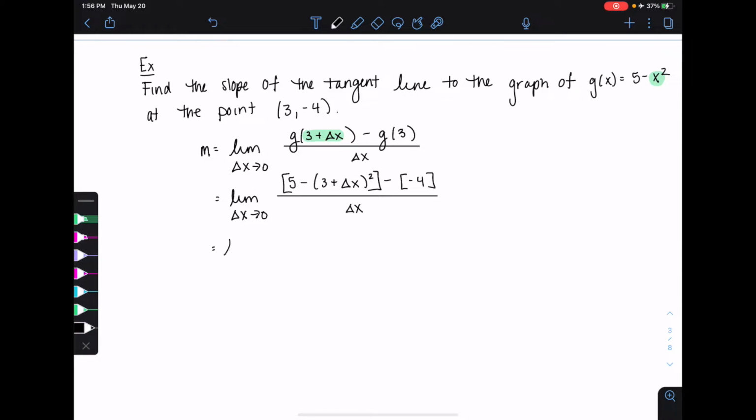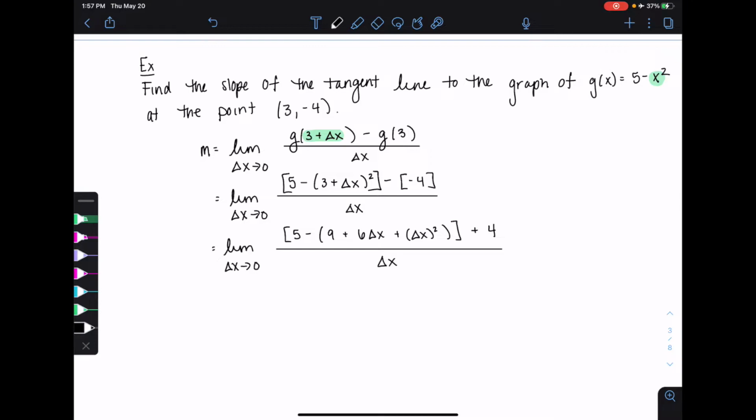So we've got to go ahead and FOIL this top piece out. I'm going to worry about distributing the minus sign afterwards. If you take 3 plus delta x squared, that would give you 9 plus 6 delta x plus delta x to the second. And then minus 4 gives you a +4. And then all divided by delta x. Okay. So we keep going.